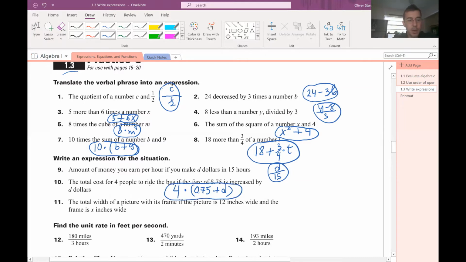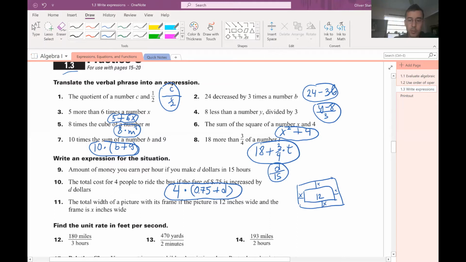Okay. 11, the total width of a picture with its frame, if the picture is 12 inches wide, so let's draw this. So the picture is 12 inches wide and the frame is x inches wide. So there's a frame that is x inches wide. So this is x here, this is x here, this is x, this is x. So the frame is x inches wide.